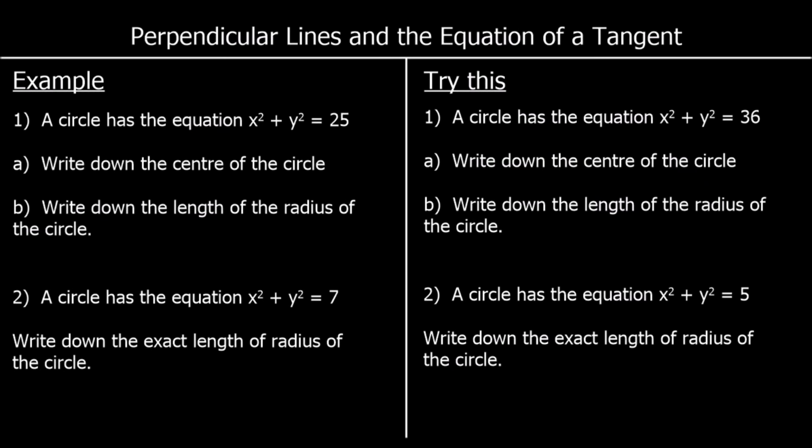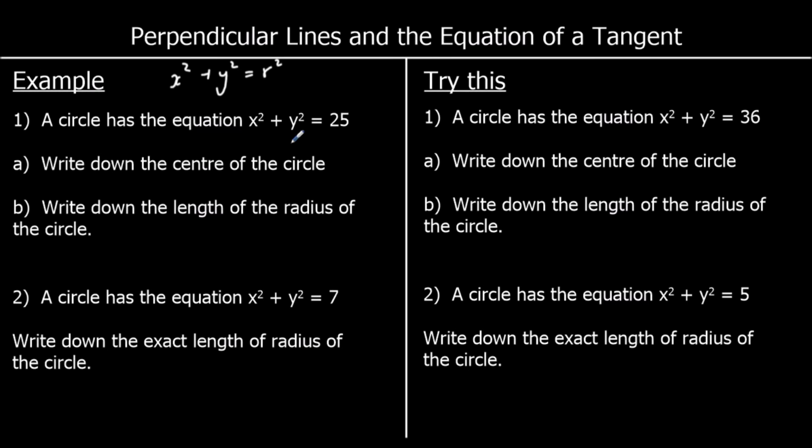Now we're looking at the equation of a circle. In the example, a circle has the equation x squared plus y squared equals 25. We need to know that the equation of a circle which has its center at the origin, (0, 0), is in the form x squared plus y squared equals the radius squared.